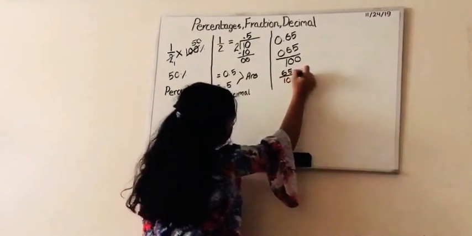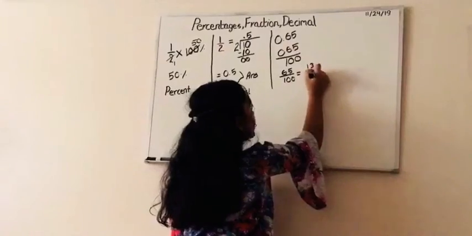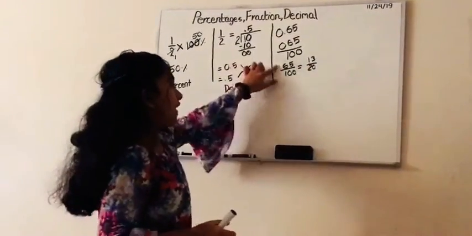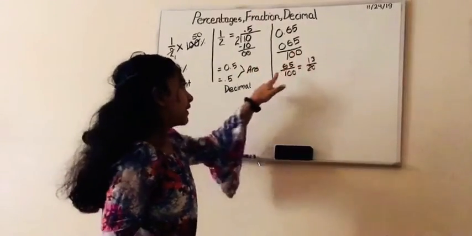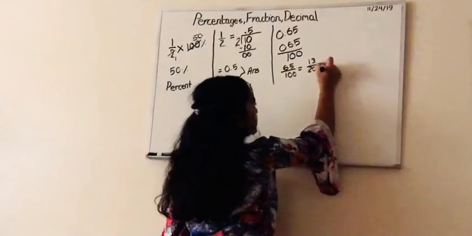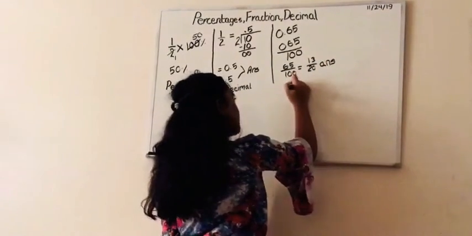And you can also simplify this to 13 over 20. That would be the answer because 65 divided by 5 is 13 and 100 divided by 5 is 20. And that is the answer. And we just turned this into a fraction.